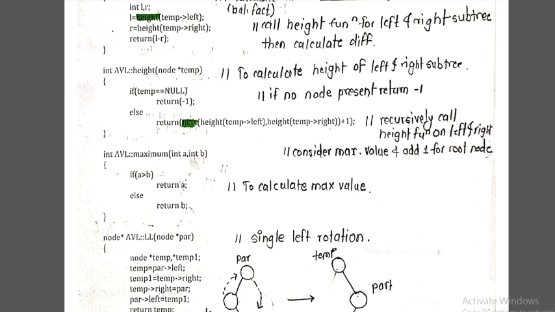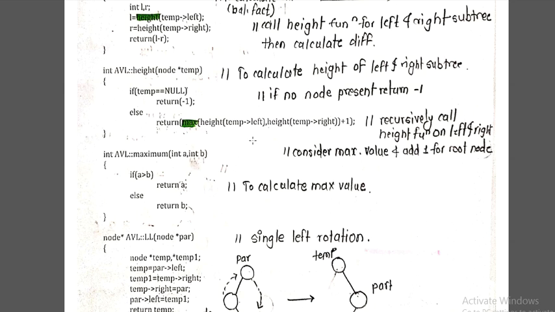From that we will consider the maximum one, because if left has a height of 1 and right has a height of 2, then that node's height will be considered as the maximum one, that is nothing but 2. So here 2 plus again we have to add 1, because that node should also be considered. If I want to calculate the height of temp node, I check the height of temp left and temp right, and according to that the max will be considered.